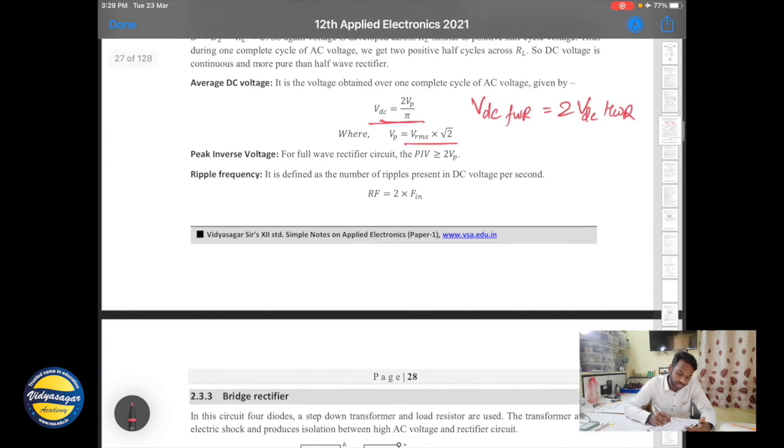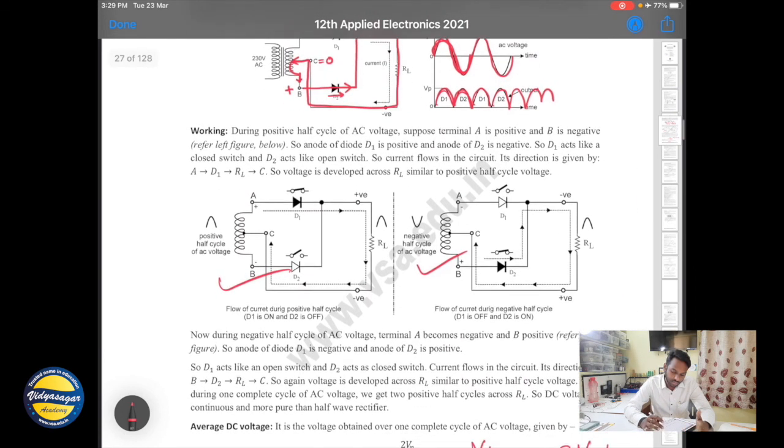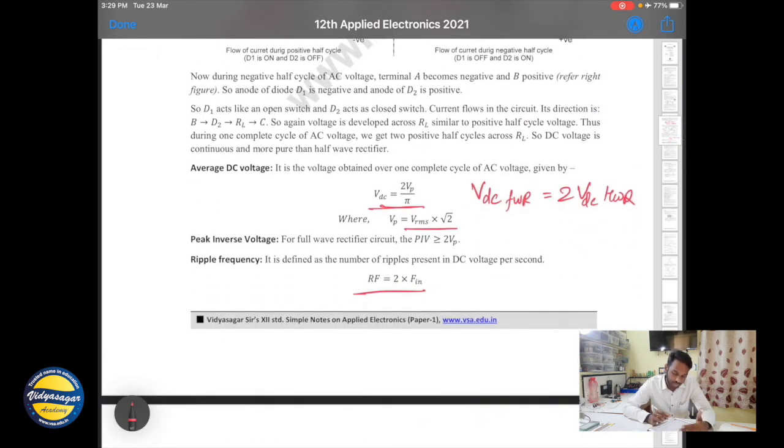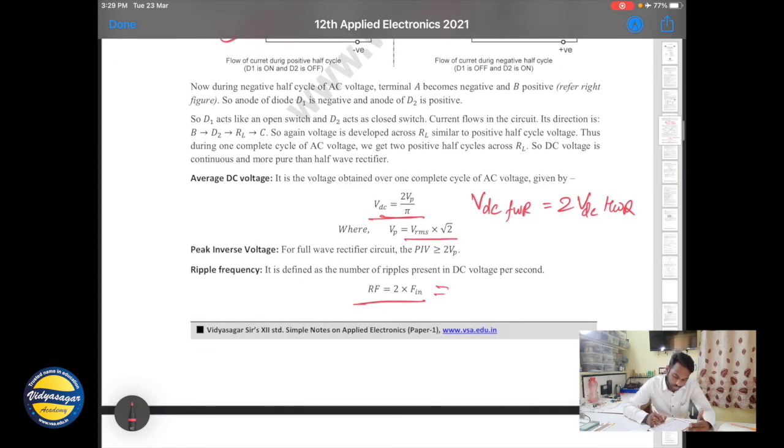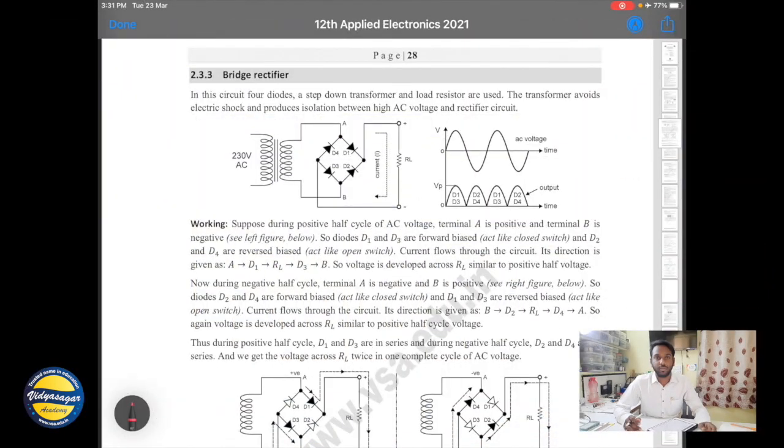Now ripple frequency is twice Fin, that is the input frequency. Again, because the frequency is 50 Hz, the ripple frequency will be twice into Fin, that is 100 Hz, considering that Fin is 50 Hz. So this was all about the half wave rectifier, full wave rectifier and the introduction to DC power supply.